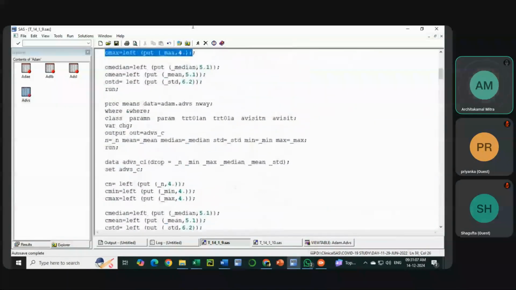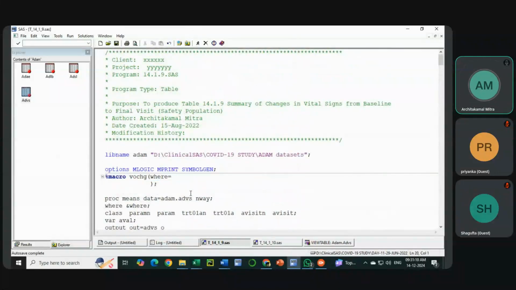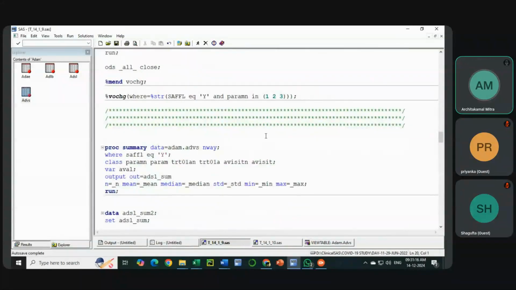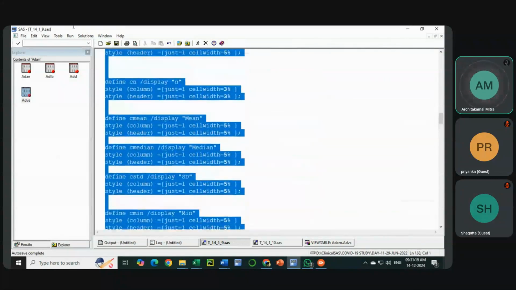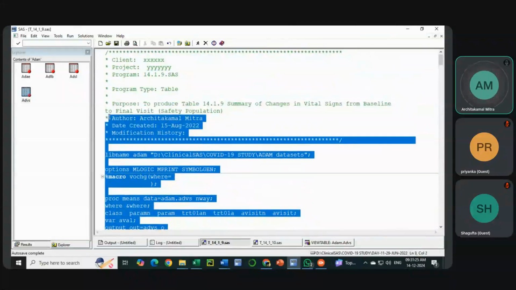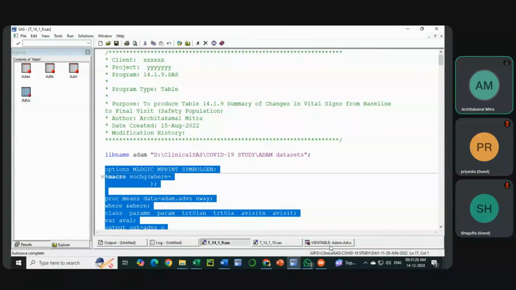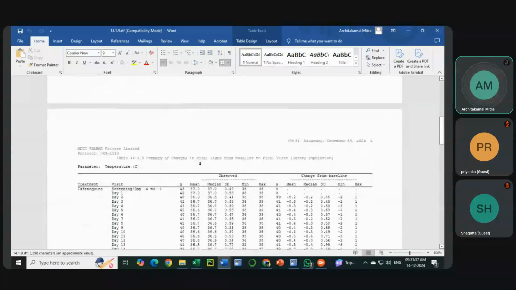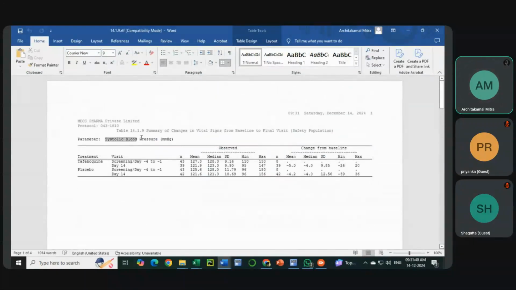Using this macro, where equal to, we give the parameter. Let's execute this and check. You can look into this table at home as well. But how does this table come up? You see, for systolic blood pressure, we have 43 people. There are 43 people who have given their blood pressure on the screening day.